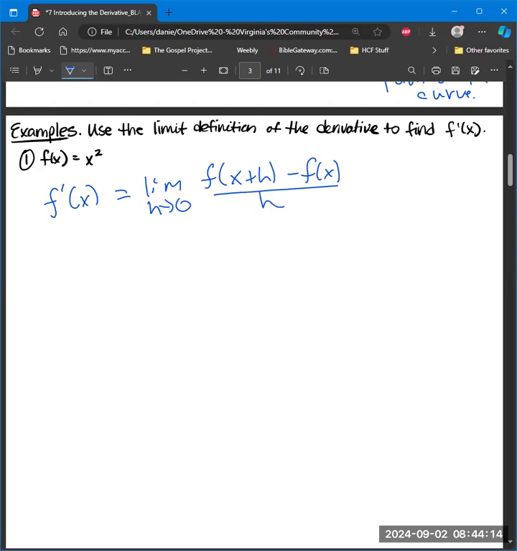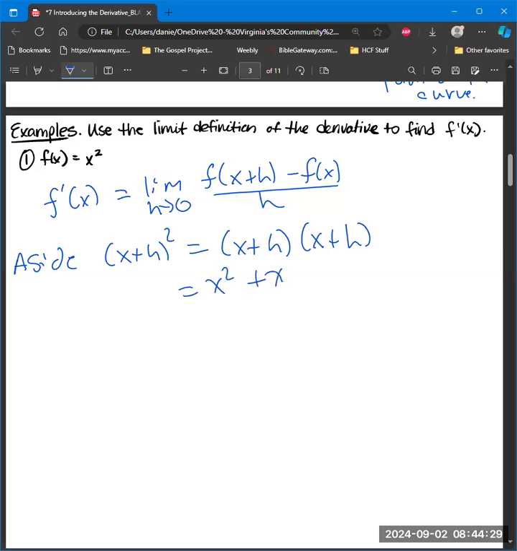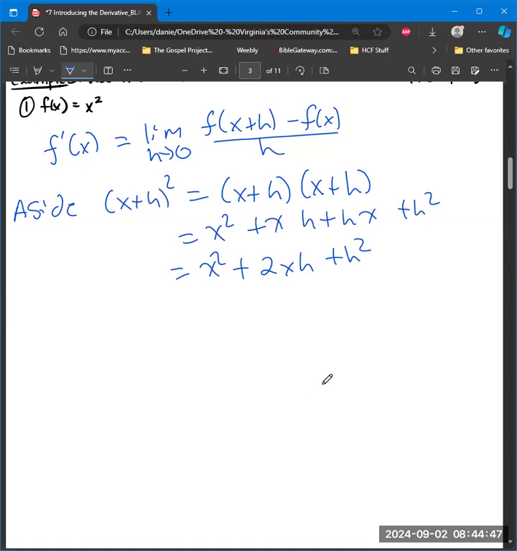So remember that, as an aside here, x plus h squared is equal to x plus h times x plus h. It's going to be equal to x squared plus xh plus hx plus h squared, which is x squared plus 2xh, pick your favorite order here, whether you like xh or hx better, but there's 2 of them because multiplication is commutative, plus h squared. So we're going to make that substitution now for f of x plus h.